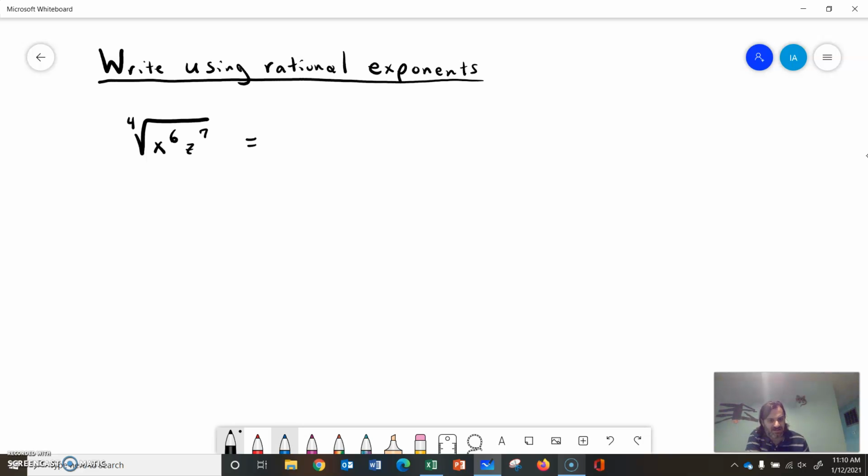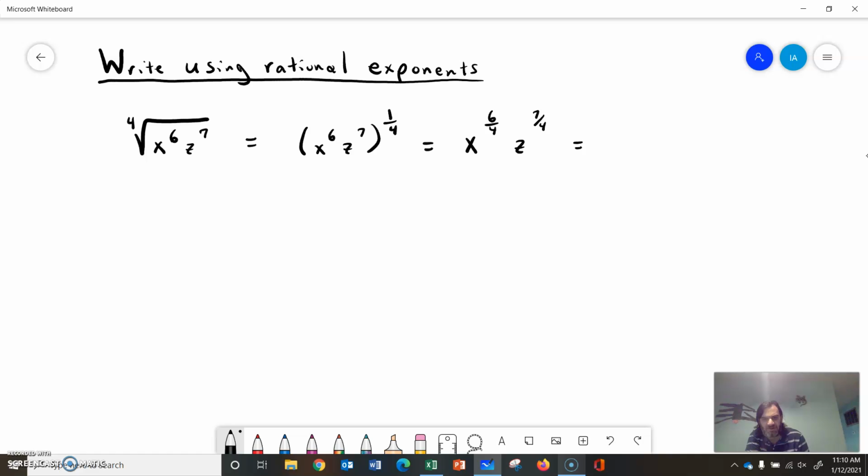So what we can do here is take the inner part, the x to the 6th, z to the 7th, and keep it like it is for a moment, and change the fourth root to the 1/4 power. So that 1/4 power means the fourth root. Since I put that up there as an exponent on the whole thing, I can use power to a power and make this x to the 6/4, 6 times 1/4, and z to the 7/4, 7 times 1/4.